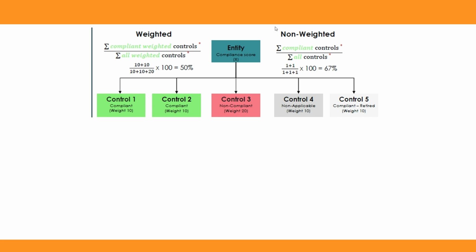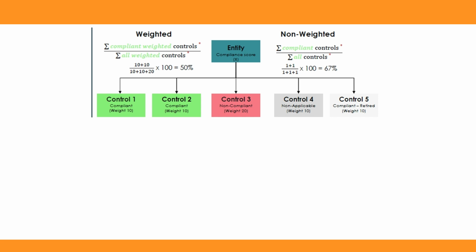Now, if it is non-weighted, versus weighted where it has a different weight placed here. So this is again the summation of compliant controls divided by all controls, and it will be taken as 1 plus 1 divided by the three different controls which are non-compliant. So the percentage is 67%. But for the weighted one, you have 10 plus 10 divided by 10 plus 10 plus 20, which is 1 2 3 controls, into 100 equals 50%.